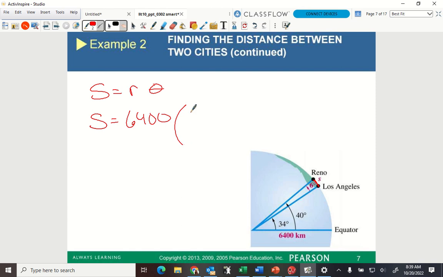So 6 degrees. Now, I have to have this in what format? My angle has to be in what format? Radians. It's got to be in radians. All right. So now, do I have to convert it first, or can I just do it all at once? Do it all at once. Yeah, let's do it all at once. So I'm going to take that 6 degrees and I'm going to multiply that by pi over 180.